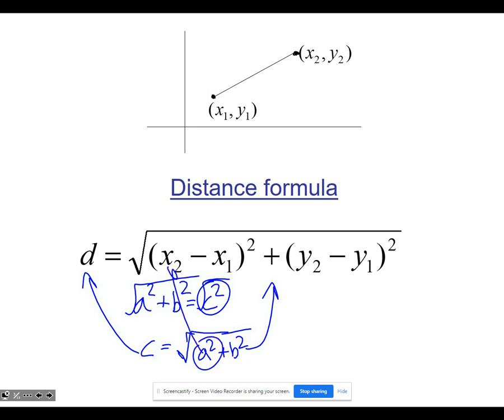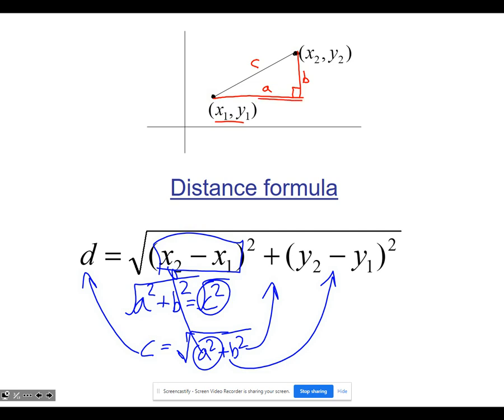A is x2 minus x1, and b is y2 minus y1. Now, how do we get that? If you come up to the picture where I have my x's and my y's here, if you actually drew a horizontal line and a vertical line that would connect all the points together, you get a right triangle. I call this side A, I'm going to call this side B, and my hypotenuse I'm going to call C. That's what we normally do.